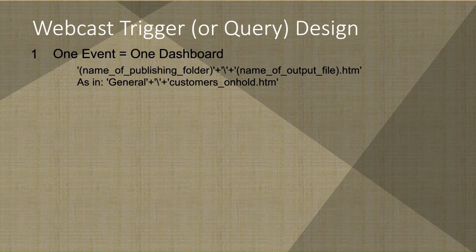Here's how you would design the corresponding query. Create a query that retrieves on hold customers. Create a query column whose contents are the name of the publishing folder, backslash, and the name of the output file. So in the example we will see, we will use General as the name of the publishing folder with the backslash, and then customers_on_hold as the name of the output file.